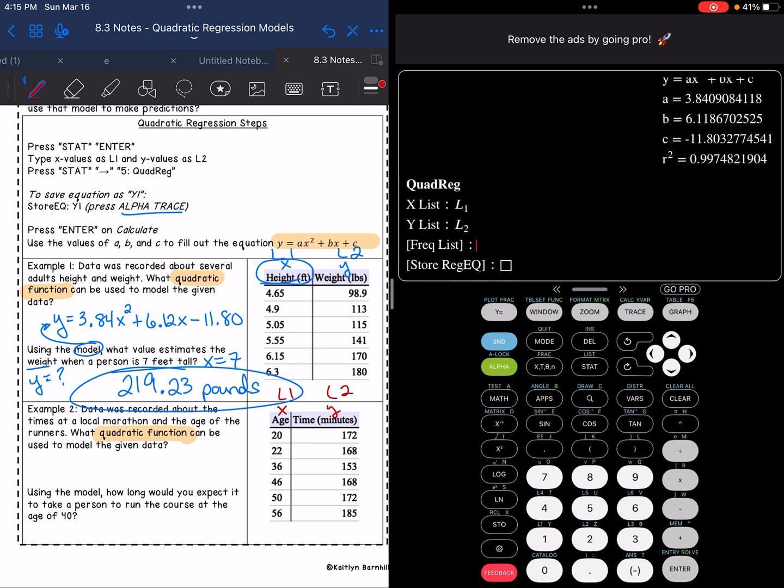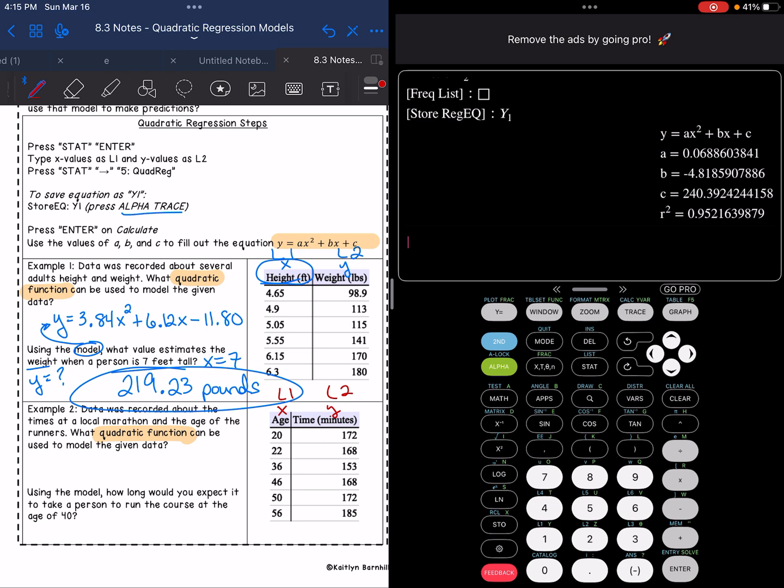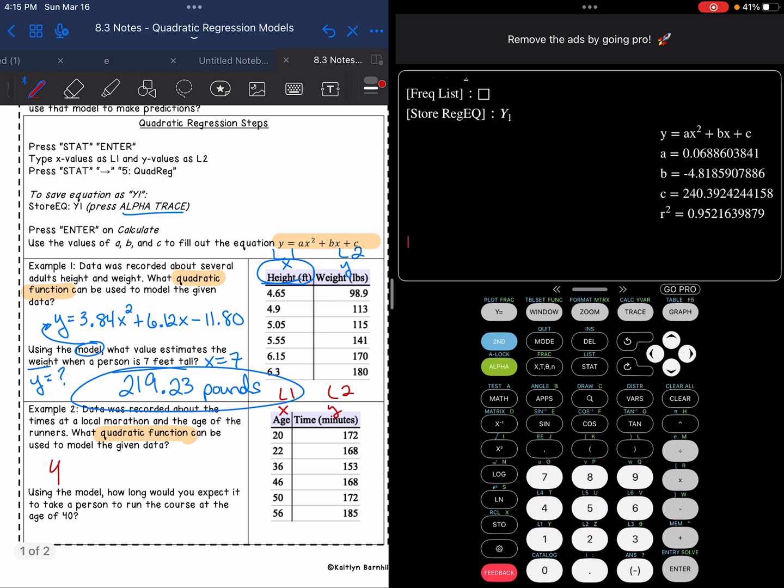All right, and then since we need a quadratic, we go stat, right, we choose number 5, quad reg. Okay, remember we want to tell it to store our equation in y1. So green trace, enter. All right, press enter on calculate. Here's all our values. So when I write my function, I'm going to round this off. I would get y equals 0.07 x squared minus 4.82 x plus 240.39. Okay, so that's my equation if it asks you for the model or the equation.